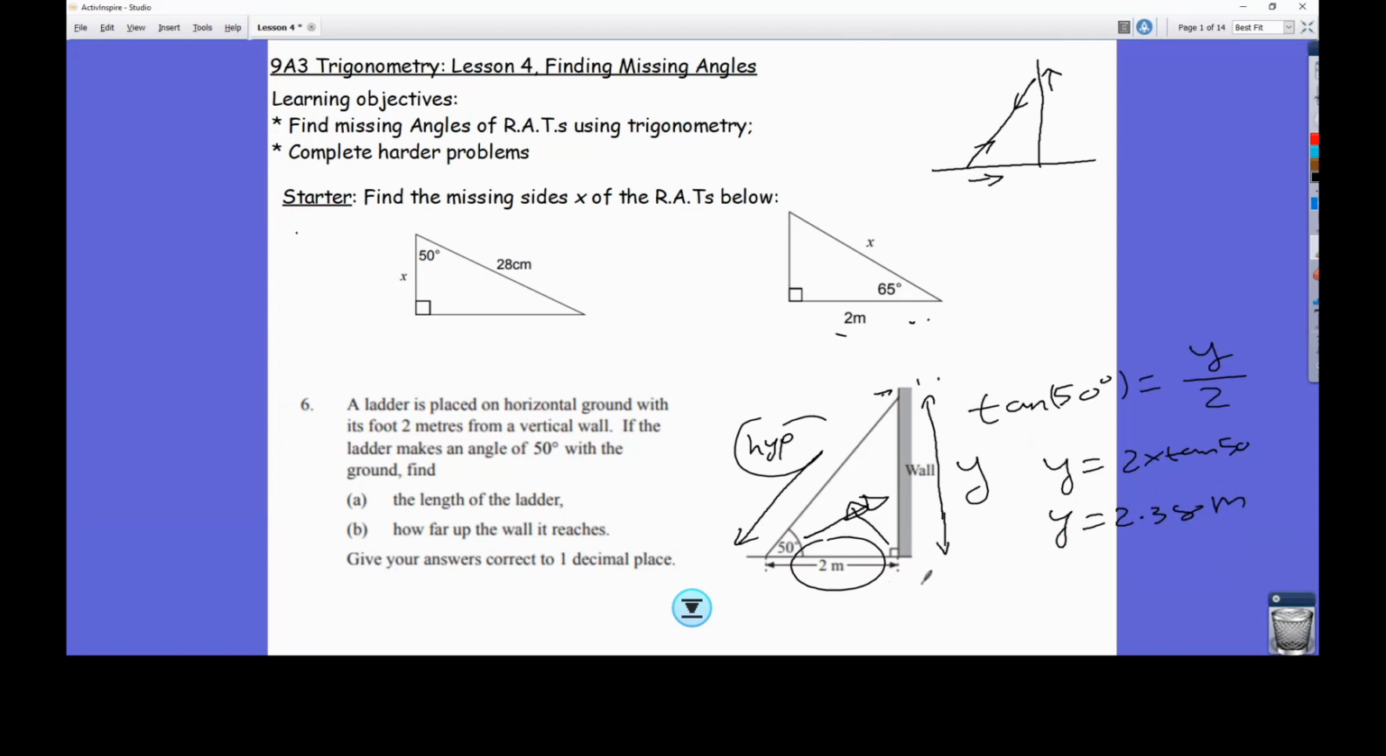And just for the fun of it, let's plug this into Pythagoras. 2 squared plus 2.38 squared, just to see if it is consistent, we get 9.6644. And if we square root that, we get 3.11 to 2 decimal places, which is the length of the ladder that we worked out earlier on. So we can see that trigonometry, Sohcahtoa, is consistent with the other trigonometry we know, Pythagoras.